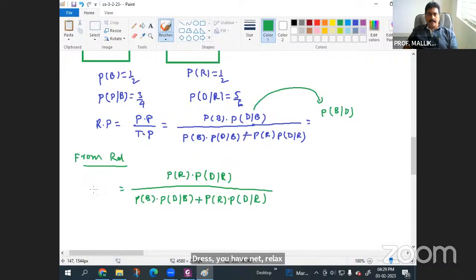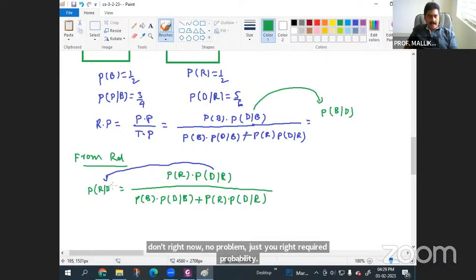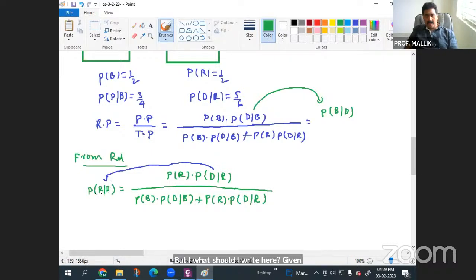Now, what do you want on the left side? I have to write the reverse. If you write, or if you don't write, no problem. Just write the required probability. Probability of what should I write here? Reliance, given that dress. Finally, you have to buy the dress from which shop? It is Reliance. That's all the requirement.